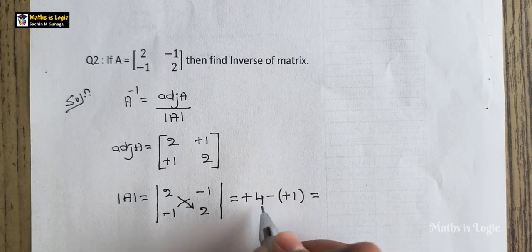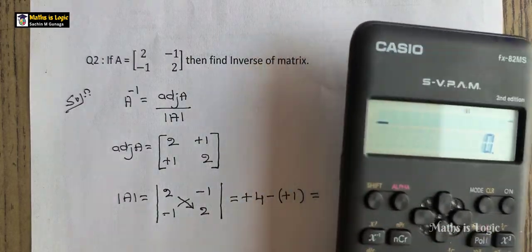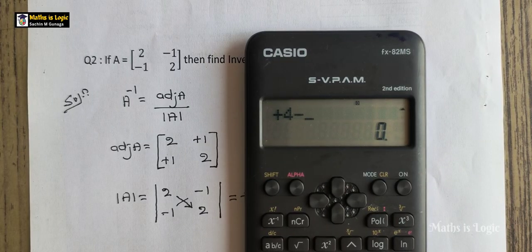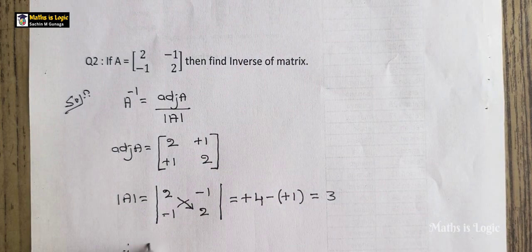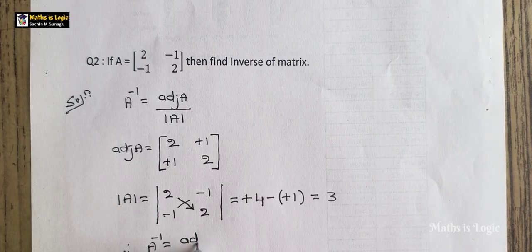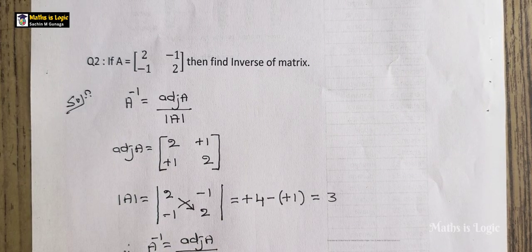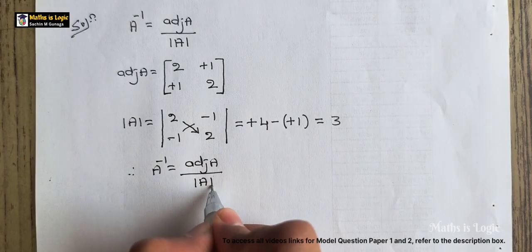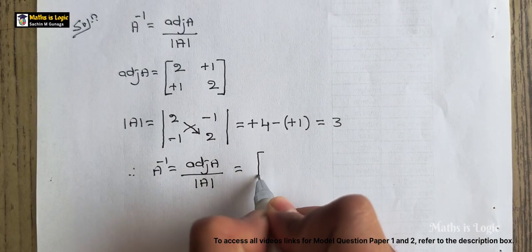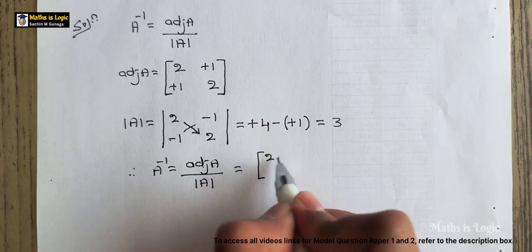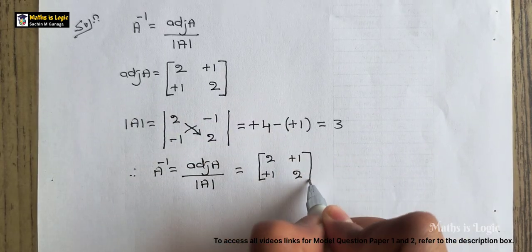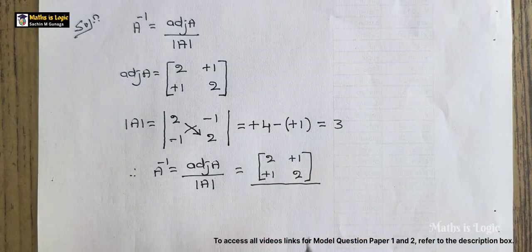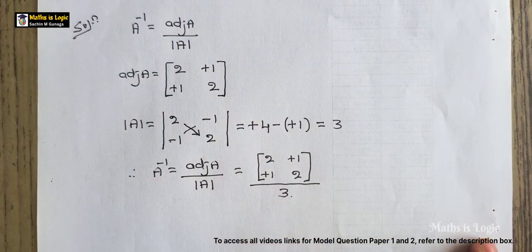So if you use the calculator, it will show you 3. That is plus 4 minus of plus 1 is 3. Therefore write here 3. Therefore A inverse is equal to, the formula is adjoint of A divided by determinant of A. Now substitute the adjoint of A value. What is that? 2 plus 1 plus 1, that is 1, 2, divided by the determinant of A value, which is how much? 3. So this is the answer.